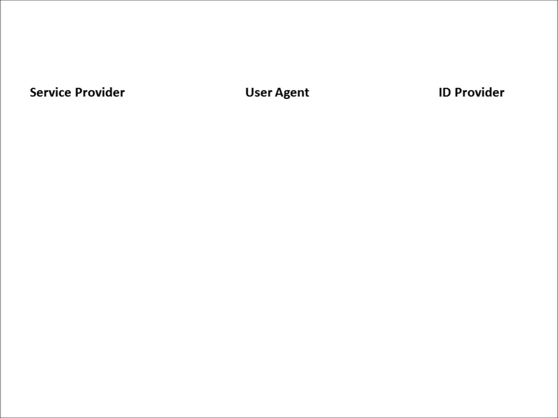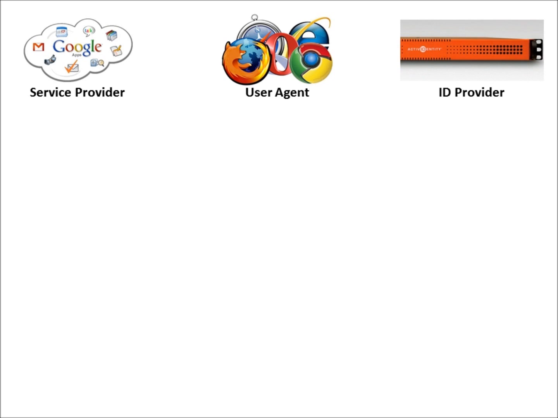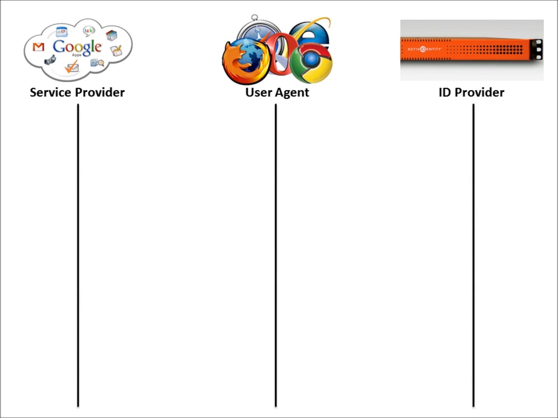There are three elements involved: the service provider, which in our case is Google Apps, the user agent, which is the user's web browser, and the identity provider, which is Fortress Authentication Server. First of all, the user is going to request access to the resource. This resource, in our case, is going to be the Google Apps login page.